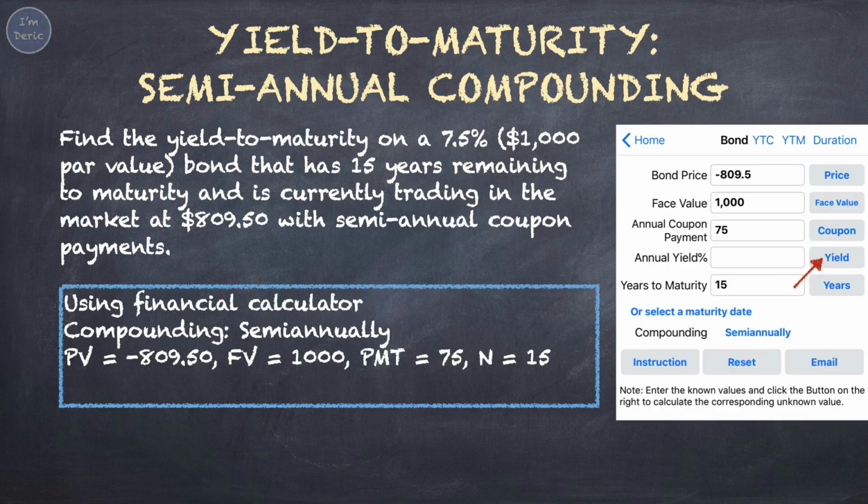By using a financial calculator, set compounding to semi-annually. PV, the current trading bond price, equals negative $809.50. Negative sign represents a payment. FV, the future value, is the face value, equals $1,000. PMT, annual coupon payment, taking 7.5% times $1,000 par value, you will get $75. N, remaining years to maturity, equals 15. Last step, press yield, you will get the IY, 9.97%. This is the YTM of the bond.